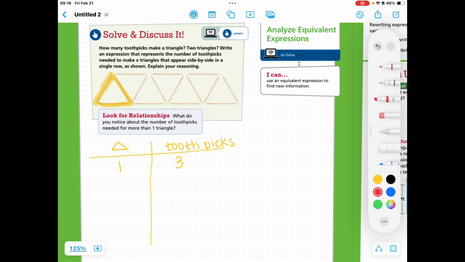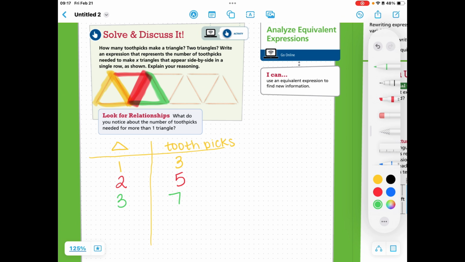Look what happens to make the next triangle, though. The next triangle, I need just an additional 2 toothpicks. The toothpick from the first triangle is still being used, meaning we only need 2 more. So for 2 triangles, I need 5 toothpicks. Looking at the next one, to make another triangle, I only need 2 additional ones because it uses the toothpick from the last one. So for 3 triangles, I need 7 toothpicks, so on and so forth.